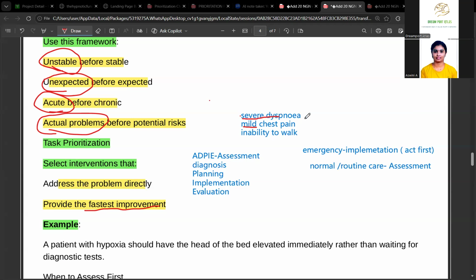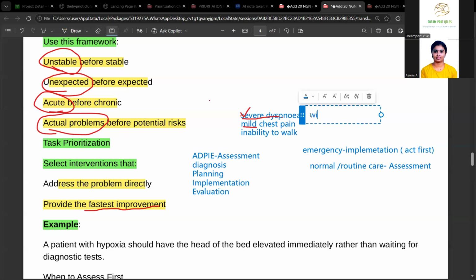Severe dyspnea means it is mainly due to hypoxia. Mild chest pain is due to a circulatory problem, inadequate perfusion. And for inability to walk, the client needs mobility assistance. But while comparing the three options, severe dyspnea is your highest priority. Understood how we can prioritize the care? Also, severe dyspnea here is an emergency situation. Sometimes they will ask about dyspnea with the use of accessory muscles for respiration. In such a scenario also, dyspnea will be your highest priority.